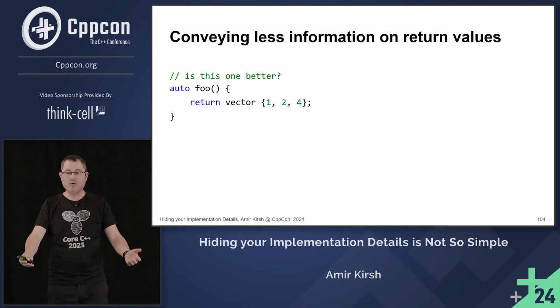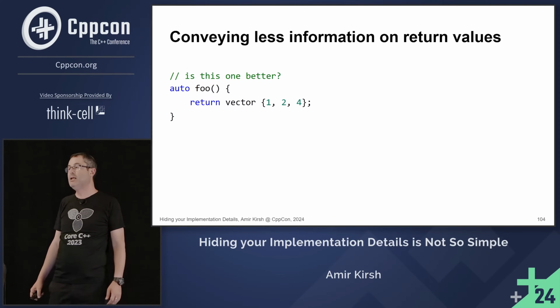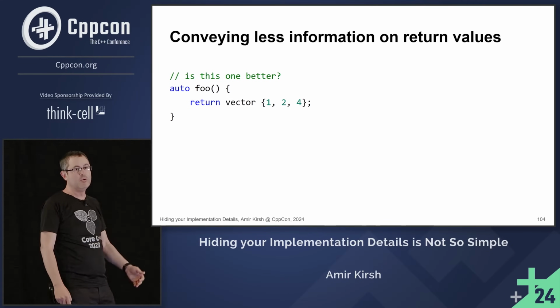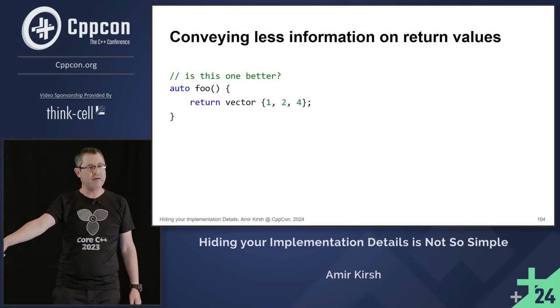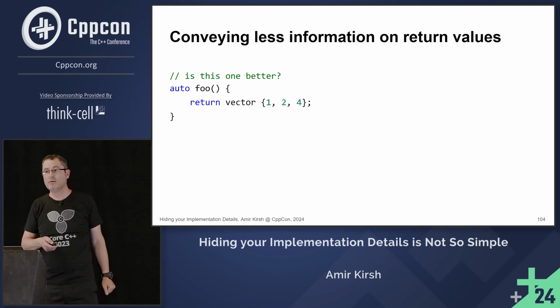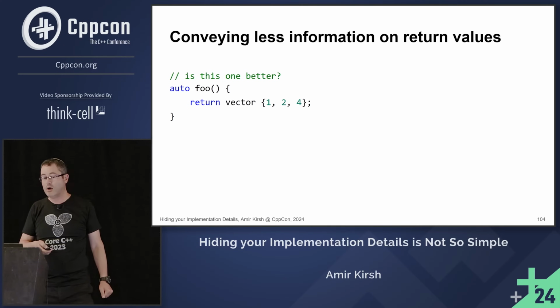I mean, auto is too generic. It's hiding too much. I still need to say something, because if I say nothing, you will go and fetch what is the actual type? So I want to say something. What can I say? What about a concept?